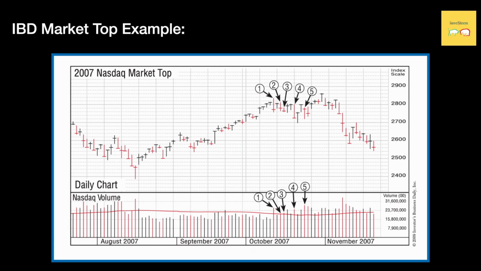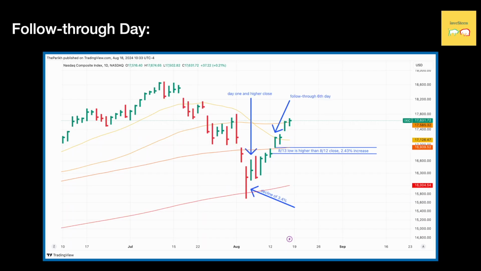And if the rally is legitimate, it typically follows through with a significant gain on higher volume within the 4th to 7th day of the attempted rally. Oh yeah, and before moving into looking at the state of the market, there's one last thing that I want to cover. And it's essential to avoid re-entering the market too soon after recognizing a bear market.